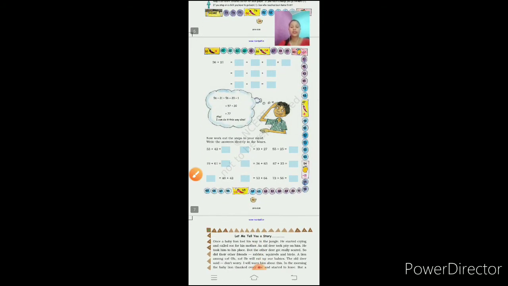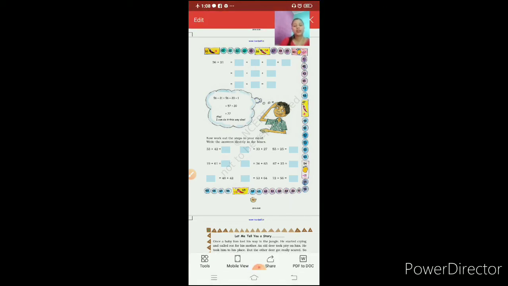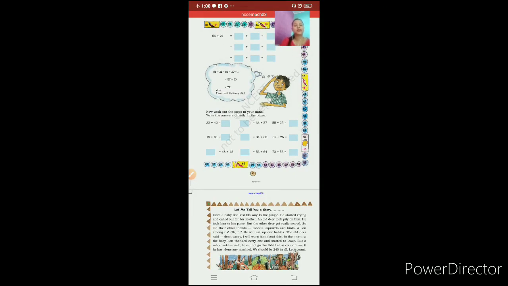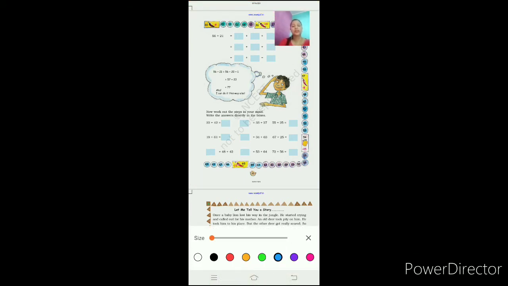Next one is 56 plus 21. So again, 56 is 50 plus 6 and 21 is 20 plus 1. Okay, add 50 and 20, and 6 plus 1. So 50 plus 20 is 70 and 6 plus 1 is 7, so the answer is 77.